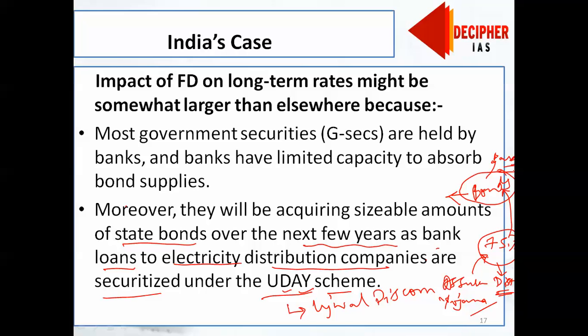So in India's case, it depends on the fiscal deficit, right? A little bit more than in other nations. That is, policy rates depend upon the fiscal deficit.